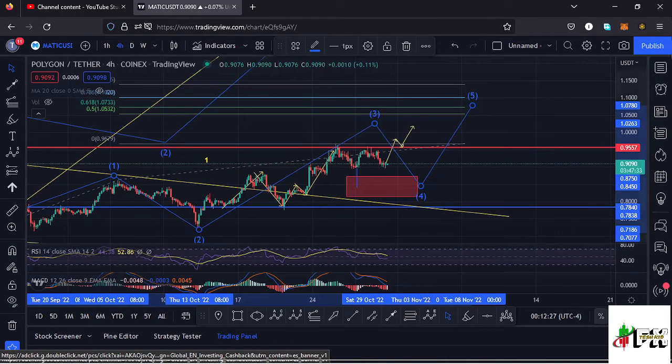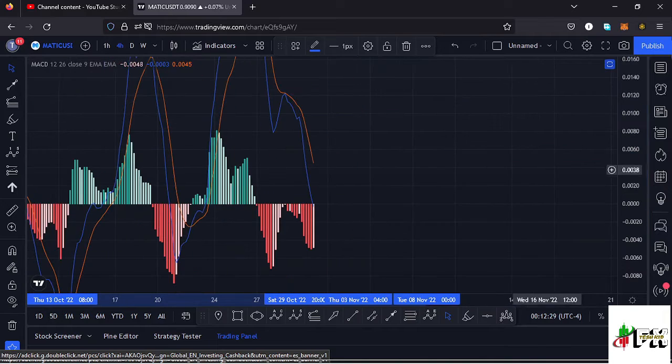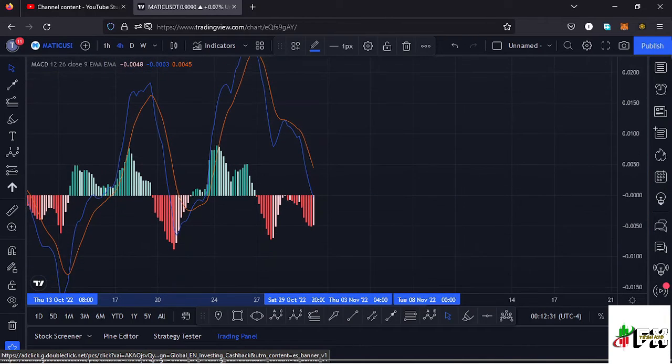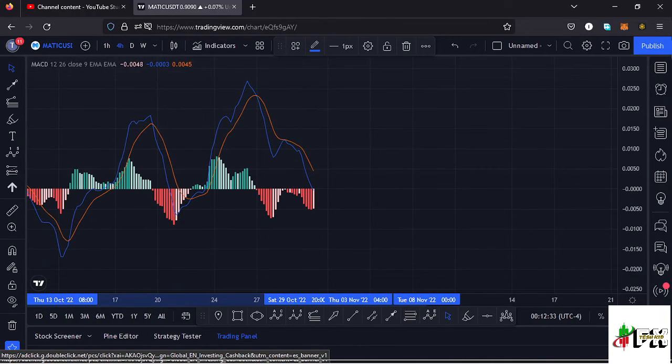Also taking a look at the MACD, here on the 4-hour MACD we have printed a bearish cross, and that means lower prices are coming our way. So let's be patient and see how that plays out, and I'll keep you updated.